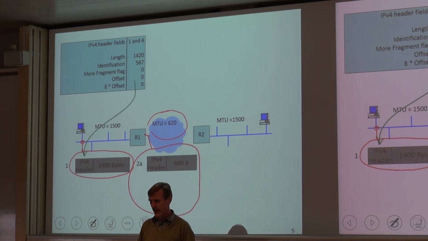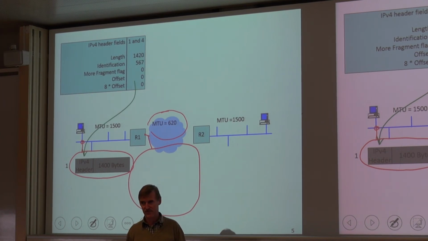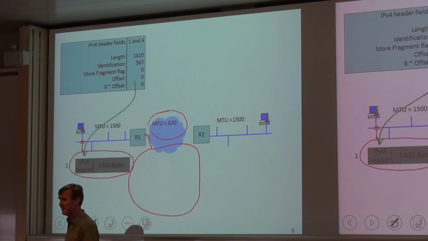Then this guy is sending a packet to the destination, and the packet is too large. What should the router do in the middle here? What would you do if you were a router or a router designer?